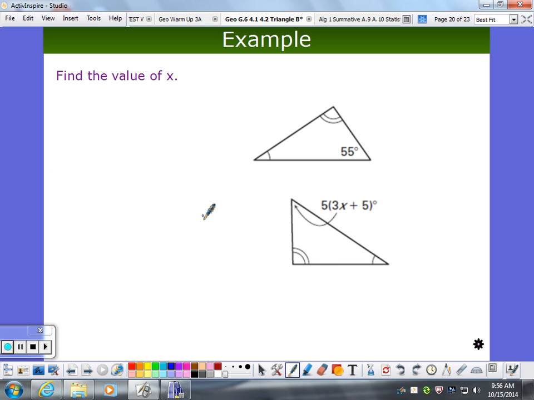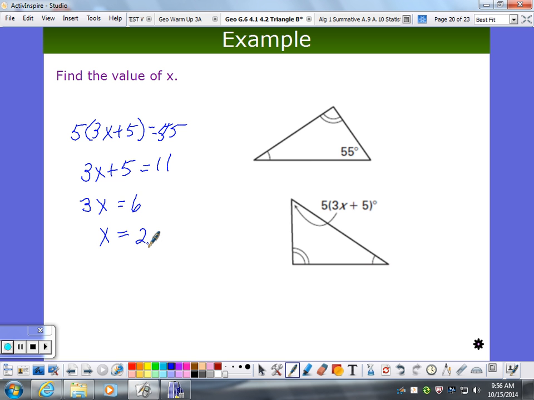Find x. So again, I've got two matching sets of congruent angles. By the third angle congruence theorem, these have to be congruent as well. So I can set them equal. I think I'll divide both sides by 5 first, just seems a little bit easier than doing the distribution. If you want to distribute, you can. We get x equals 2, and hopefully I did that right.